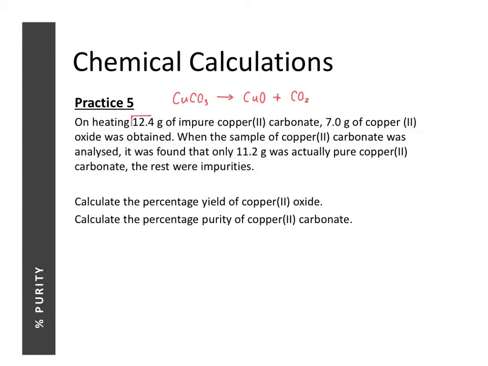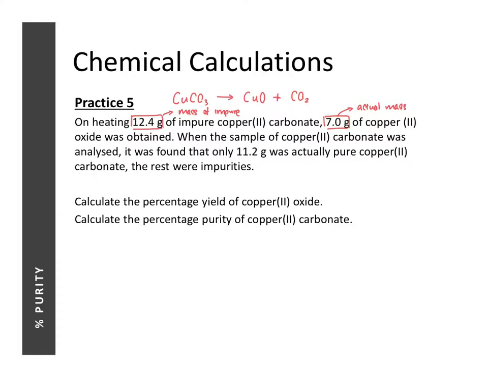Now 12.4 grams, if you read the question carefully, is the mass of impure. So we need to use this when we compute percentage purity. Other than that, we are not supposed to touch this from the start. On heating, you produce 7 grams of copper 2 oxide. This is the mass of product, and if you understand the question correctly, this is the actual mass of product that is formed.